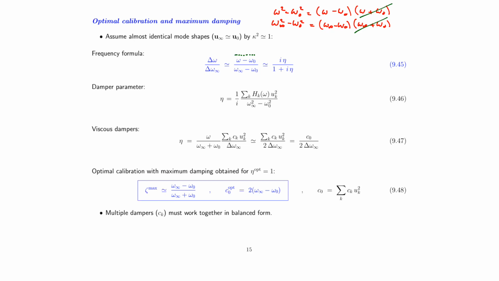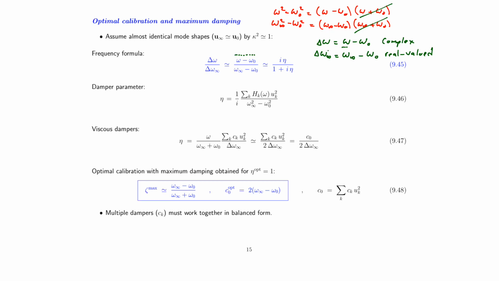And then we introduce the change in frequency relative to the undamped frequency, and we introduce the maximum change in frequency, that's delta omega infinity, given as omega infinity minus omega 0. So this one is complex and contains the natural frequency we are solving for, and this one is real valued and represents the change in frequency due to the presence of an infinitely stiff damper.